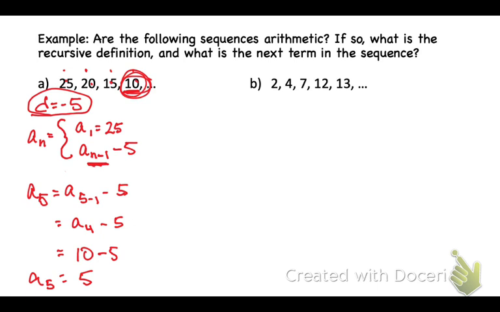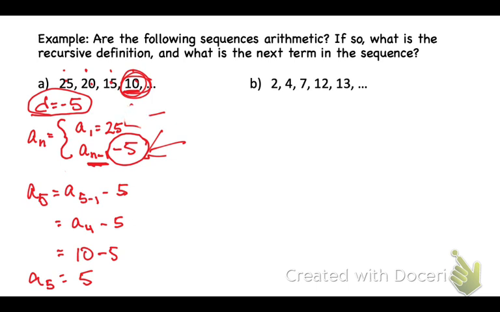That means you have to use the previous term, yes? And what does this tell me I'm doing to the previous term? Minusing 5. That's all I need to know. Where do I start? 25, and what am I doing? Subtracting 5.